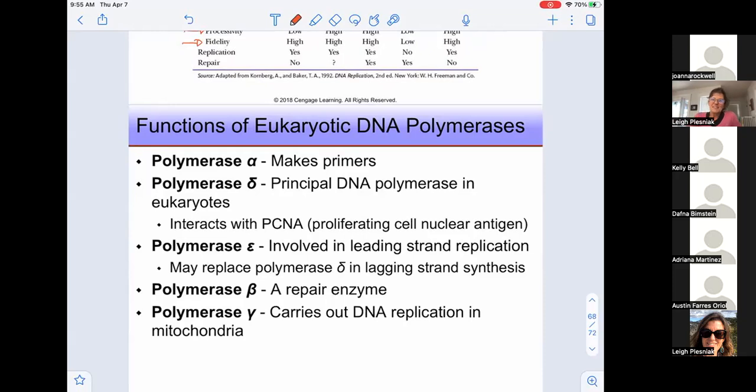But of course, it's never that simple. If you look at yeast, they have different names. And for every organism, there is the potential for the polymerase to have a different name. But then what they do is they look at the properties and the sequence homology and try to determine which of these it's most similar to: alpha, delta, epsilon, beta, and gamma. Does that make sense?